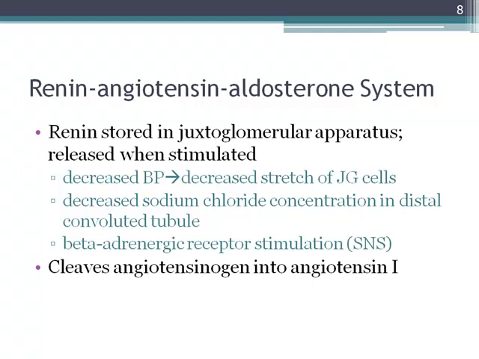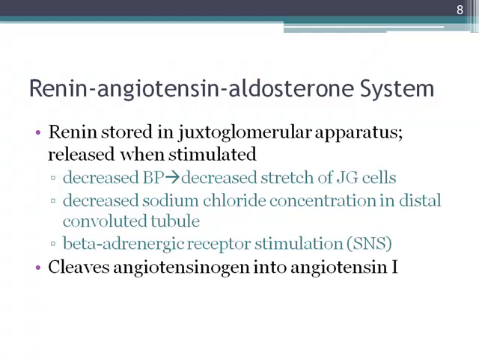So renin is a substance that's normally stored in the kidneys, in the juxtaglomerular apparatus. And when we need to retain fluid or sodium, renin gets released from the kidneys. So if we have decreased blood pressure, we have less stretch of those juxtaglomerular apparatus cells. Or if we have decreased sodium chloride concentration, so if the bloodstream is more dilute, or if we have beta adrenergic receptor stimulation, sympathetic nervous system stimulation, all of those cause more renin to be released.